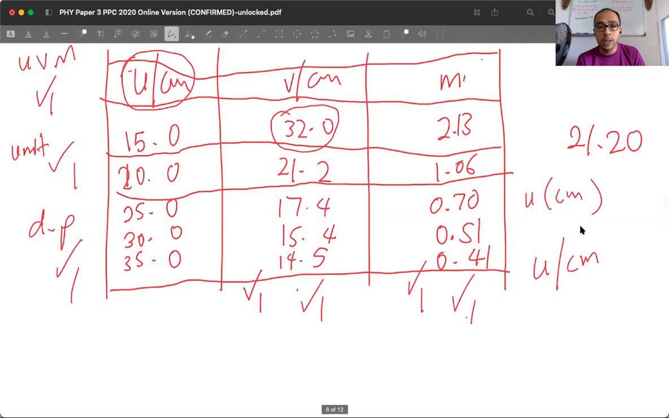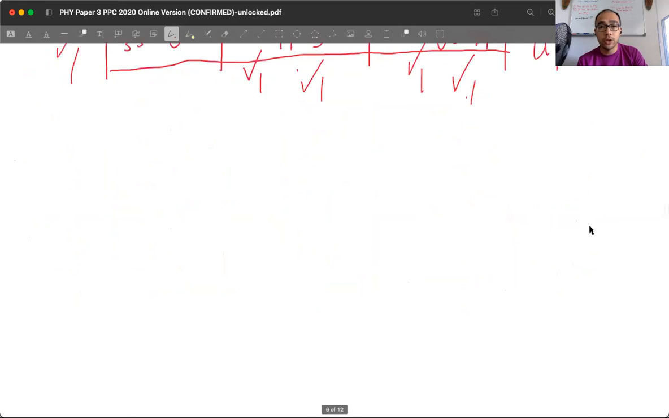So those of you yang tulis kurungan, kalau saya tanda betul, is only because saya kasihan dengan kamu lah. Okay, but actually you should be doing this. Okay, we stick to this. All right, after that, you're required to draw the graph.